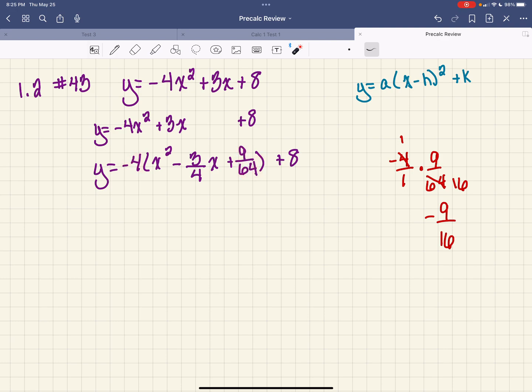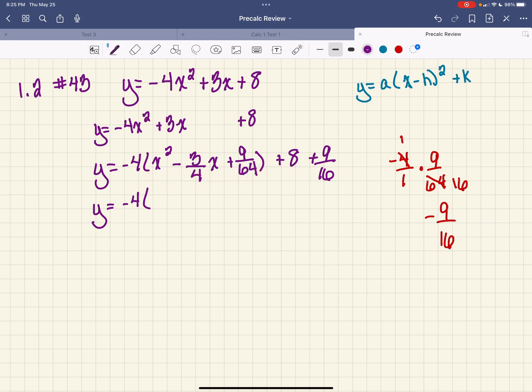Okay, so I need to add the opposite of this to outside my parentheses. So I am going to add positive 9/16 to the outside because it's got to be the opposite of this right here. Okay, now I'm in a situation where I can factor, and this is a perfect square trinomial by design.